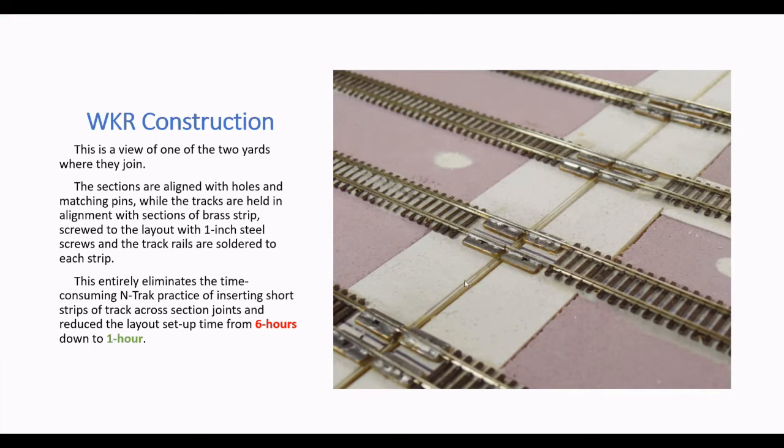This is sections 15 and 16 where they're joining at the joint. But all of them just butt together just like that. The rails come right together and they're always aligned.